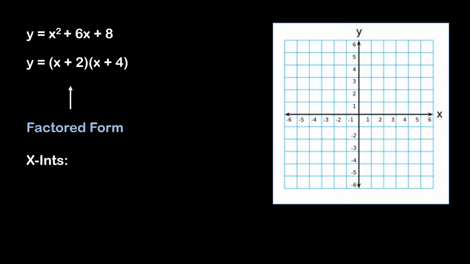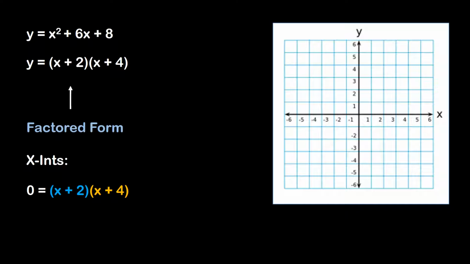We know that the x-intercepts are the values of x where y is equal to 0. We know that if a point is on the x-axis, it has to have a y value of 0. So what we do is we set y to 0, and we ask ourselves, what values of x will give us y is equal to 0? Or what values of x will satisfy that equation?